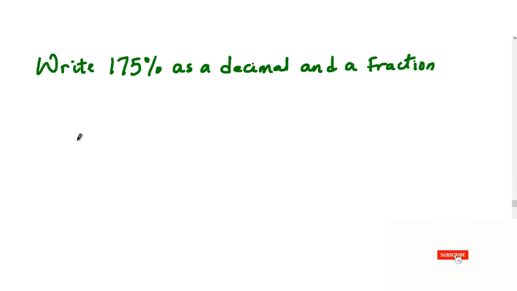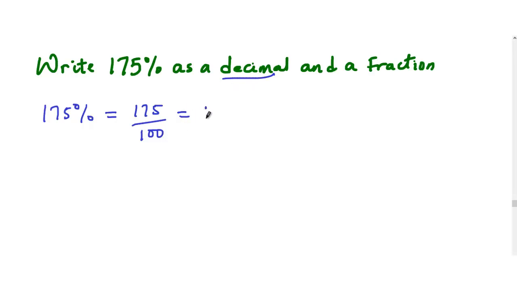So in this video, we are required to write 175% as a decimal and as a fraction. This is a very straight to the point problem. So 175% basically is the same thing as 175 over what? 100. So we are writing it as a decimal first. All right. So 175 over 100 is the same thing as what? 1.75. So it has been presented as a decimal.